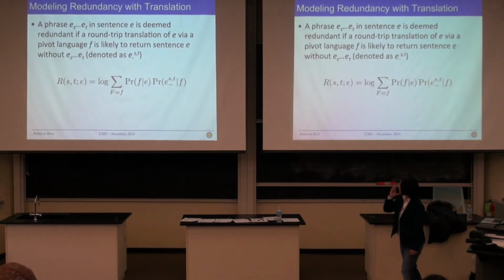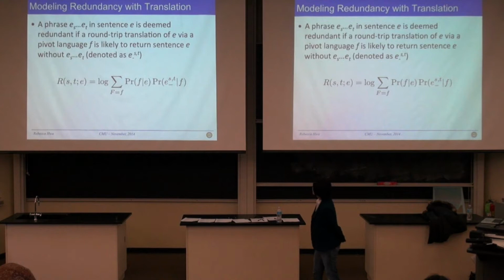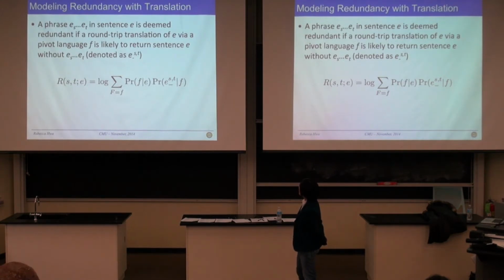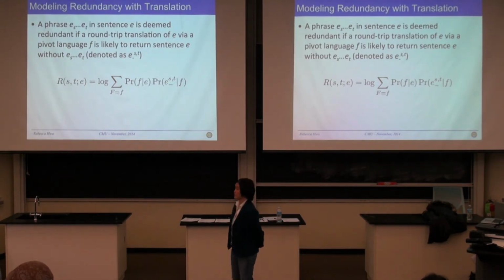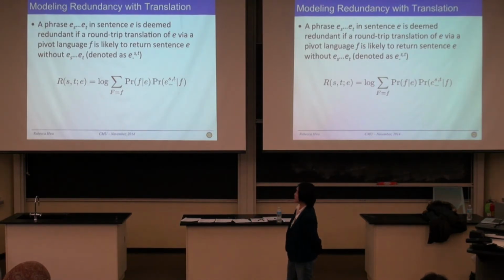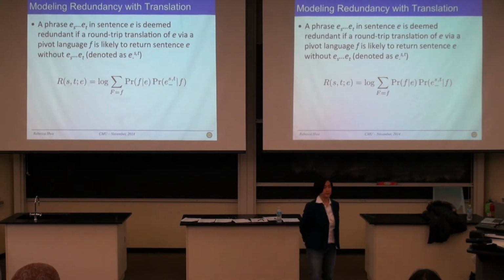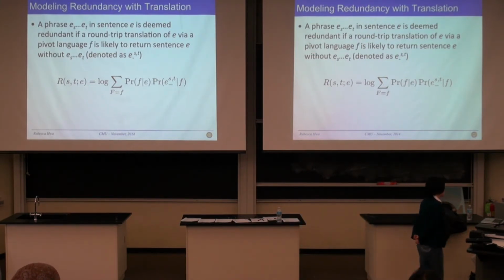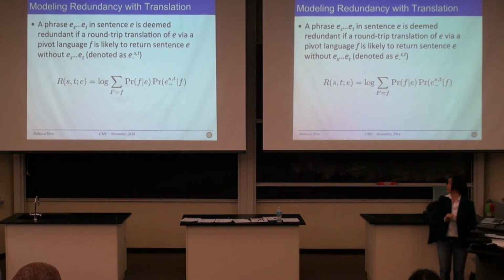So to formalize, essentially, we say, well, suppose we have English sentence E, and we want to consider whether a substring E_S through E_T of that sentence is redundant. So let's say we translate to some foreign language F, and then translate from foreign language F back to English. If the new English sentence looks basically like the old English sentence, but minus the E_S through E_T part, then maybe that phrase is highly redundant. So that's basically the calculation that we wanted to do.